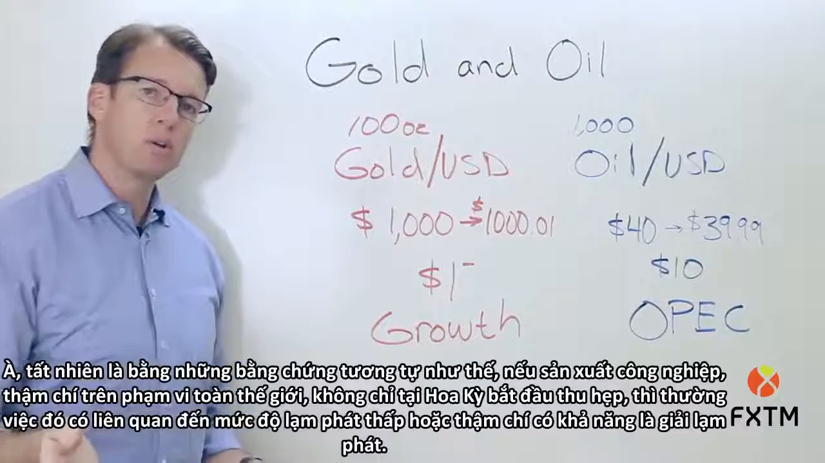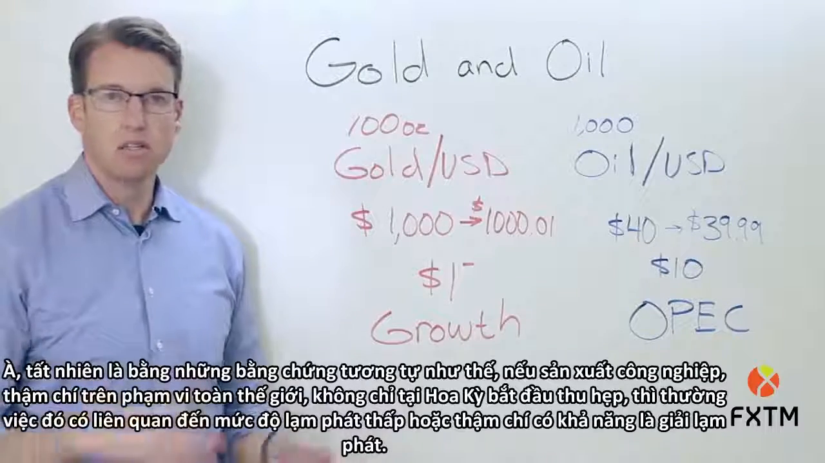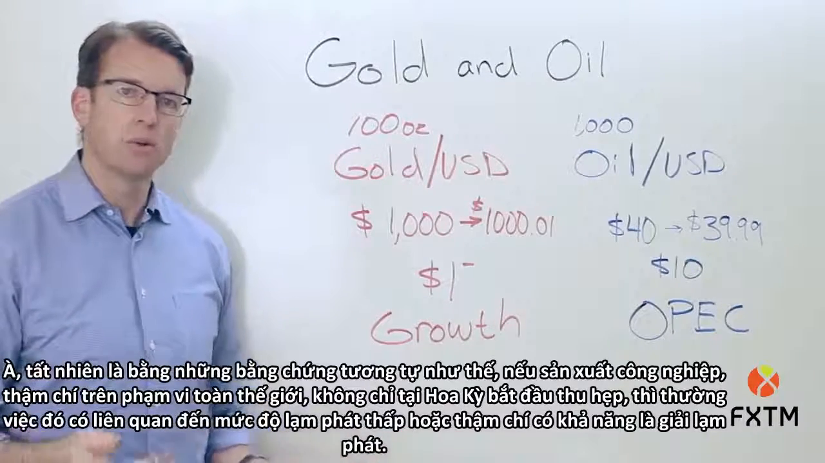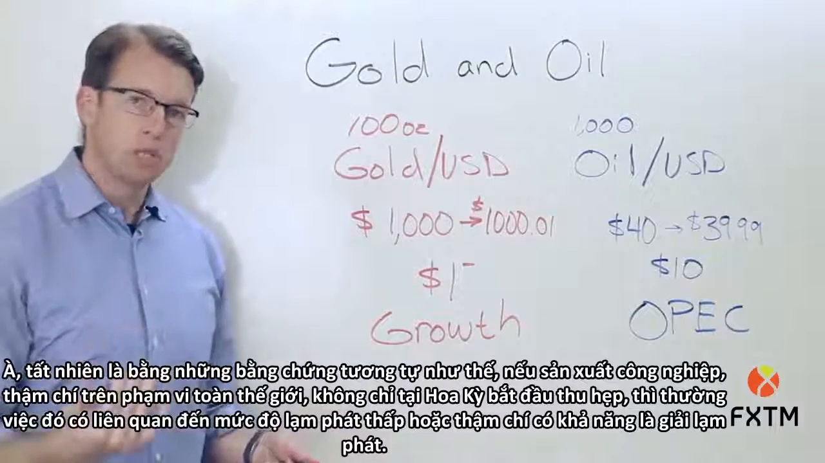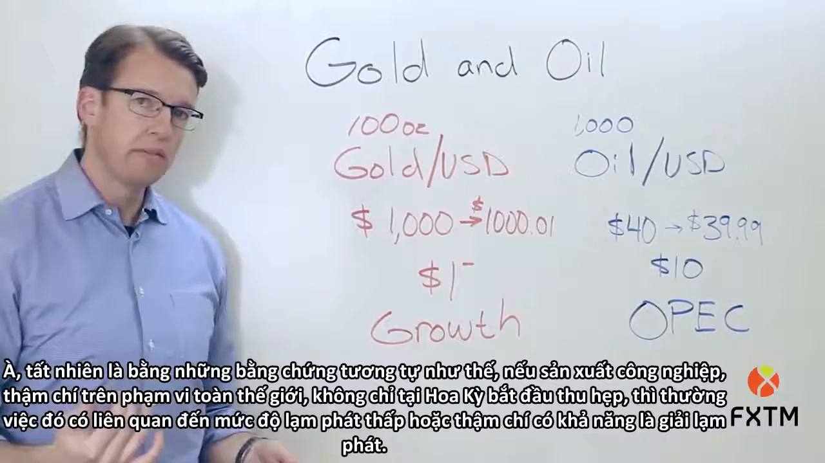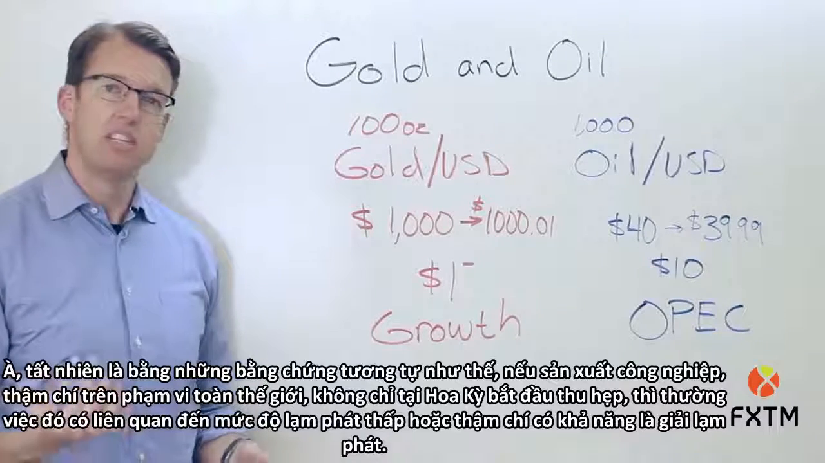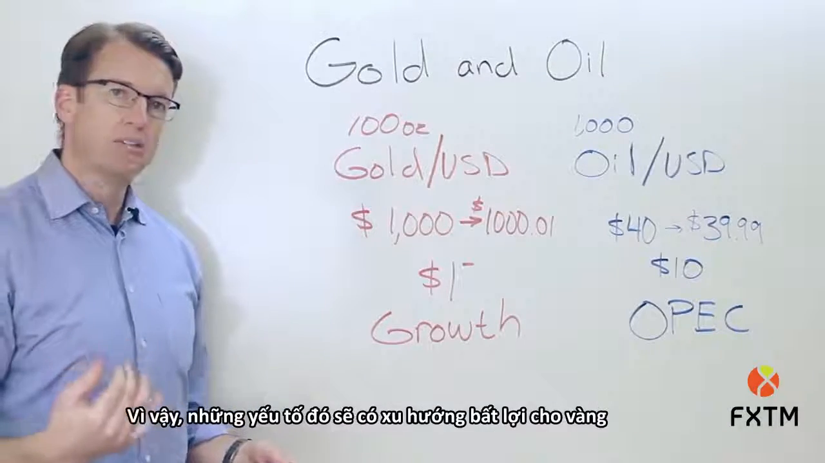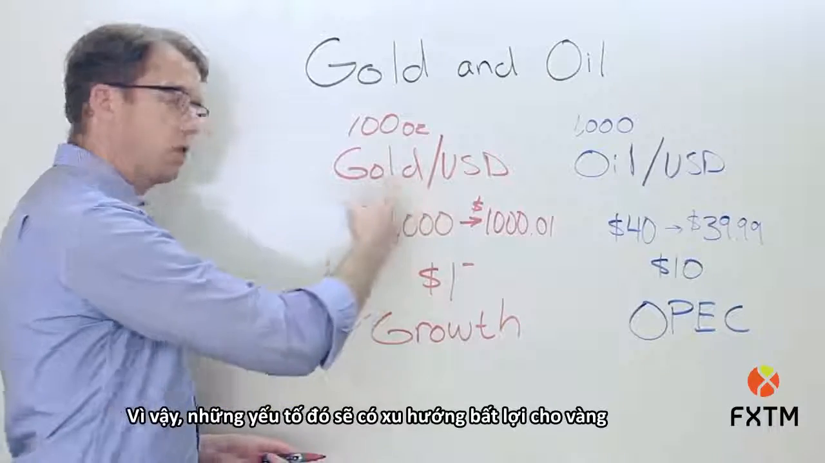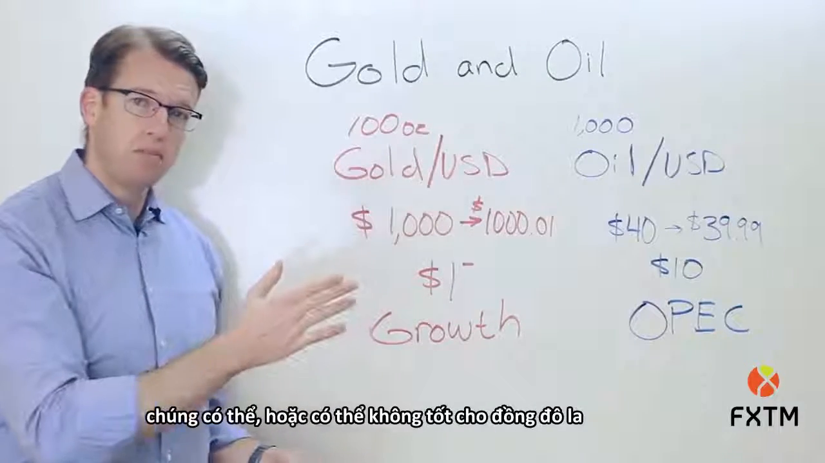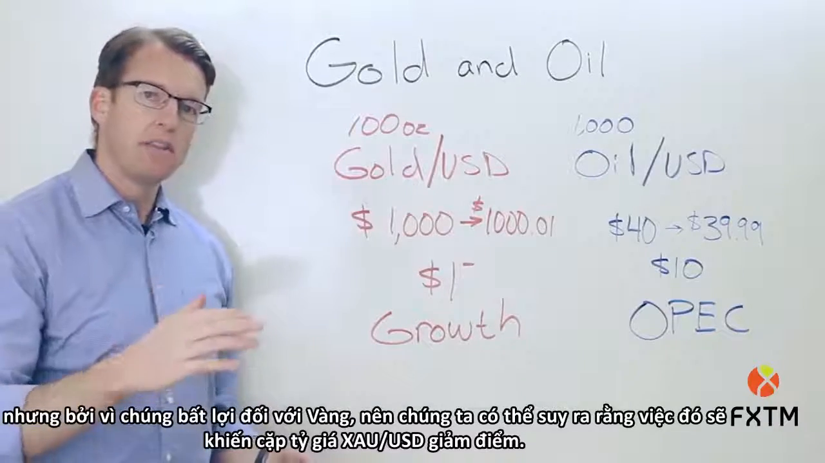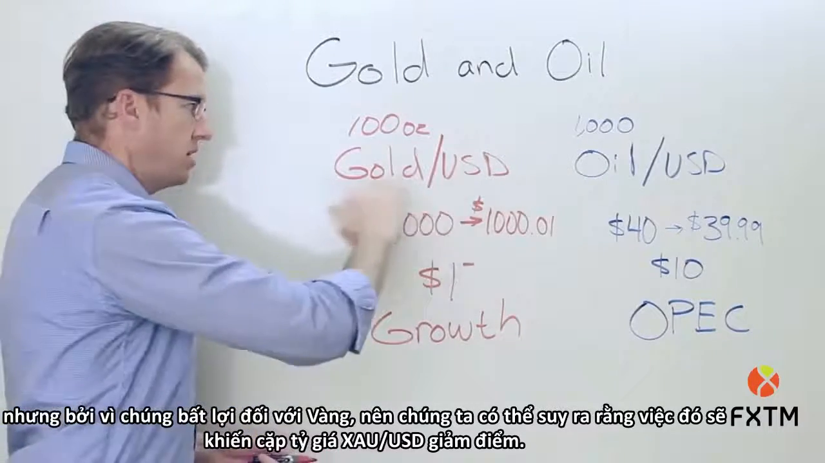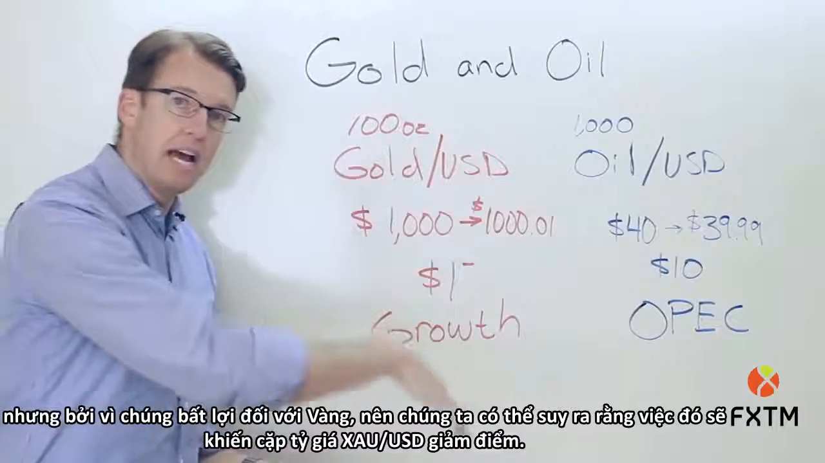Well, by the same token, if industrial production, even worldwide, not just in the US, is beginning to contract, usually that's associated with fairly low levels of inflation or potentially even disinflation. So those factors would tend to be bad for gold. They may or may not be good for the dollar, but because they're bad for gold, we can infer that that would then send the pair between gold and the US dollar to the downside.